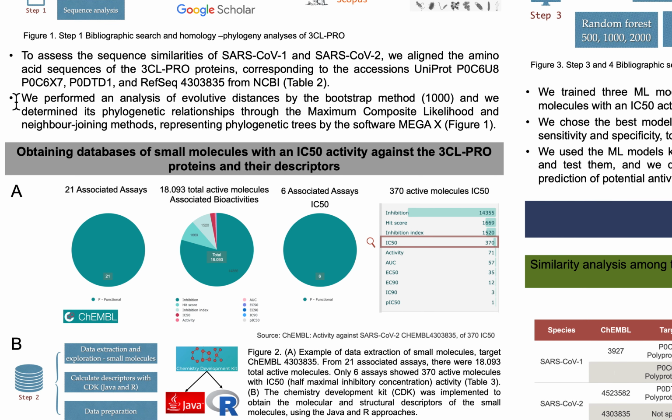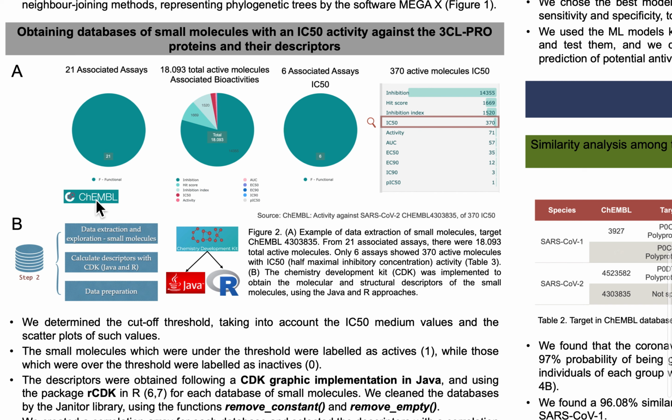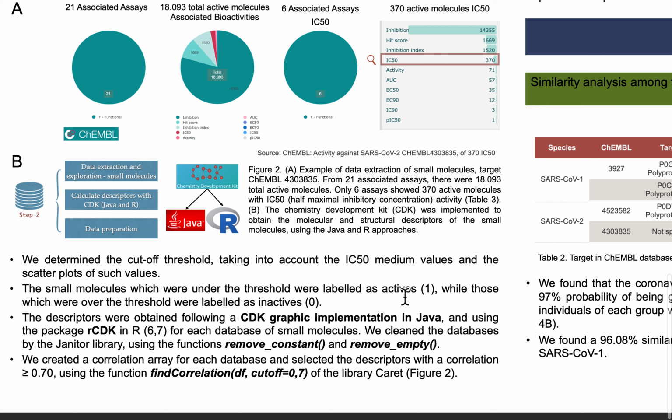Later, we obtained databases for small molecules. All the molecules selected had a half maximal inhibitory concentration activity, or IC50, which was previously determined by in vitro assays against coronavirus species. Here, the small molecules that were under the IC50 threshold were labeled as actives, while those that were over the threshold were labeled as inactives.